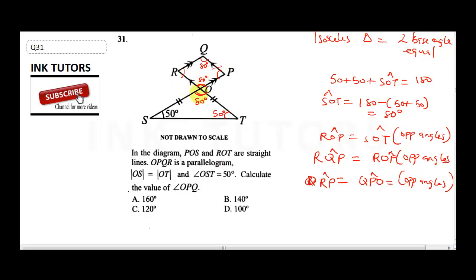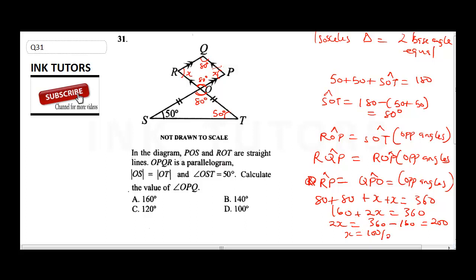So we're looking for angle OPQ. So angle OPQ, it's this angle. So let's call it X. And because this angle here is equal to this angle here, both of them can be called X. So you can now say it's 80 plus 80 plus 2X is going to give us 360 degrees. That means 160 plus 2X is equal to 360 degrees. Therefore, 2X is going to give us 360 minus 160, which is equal to 200. Therefore, X will be 200 divided by 2, which will give us what? 100 degrees. So our final answer in this question is D.